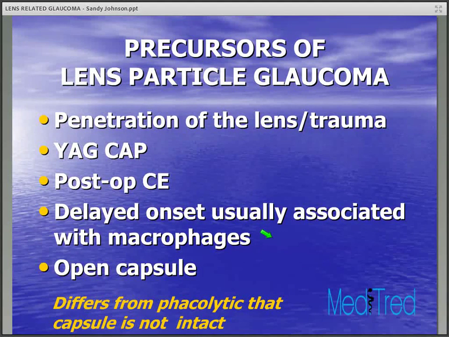So, precursors of lens particle glaucoma. A big thing you have to note is down here in yellow is that these eyes have a capsule that is not intact. Phacolytic has some macrophages. It's related to lens proteins, but it's an intact capsule. Lens particle glaucoma, the capsule is not intact.